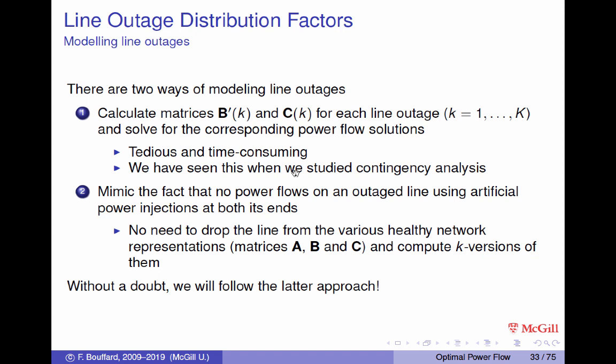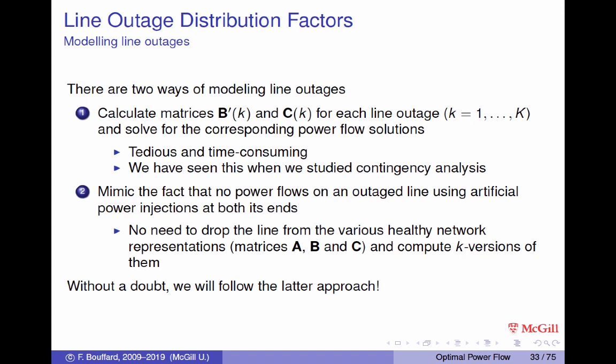So clearly there are two ways to calculate or represent line outages when we do an optimal power flow. One way is to recalculate B prime and C for each outage. Obviously this is tedious, time consuming, and it might need to be stored somewhere. And technically speaking, we need to have this representation if we're doing contingency analysis, whereby we take out one component after the other and find the resulting impact.